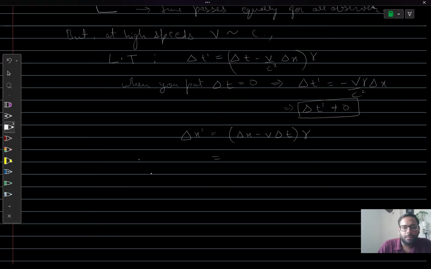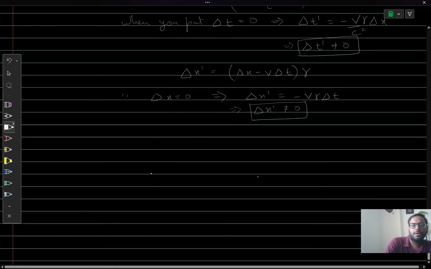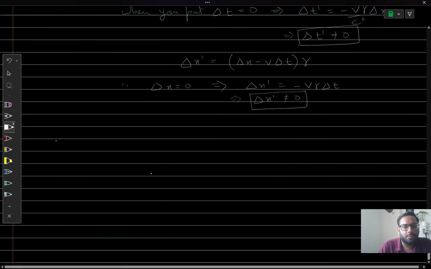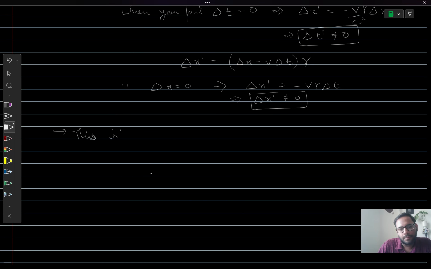Okay, if you put del x equal to 0, this will also imply that del x prime is minus gamma v del t. So del x prime is not 0. So this is called the relativity of simultaneity and colocality. This is called the relativity of simultaneity.